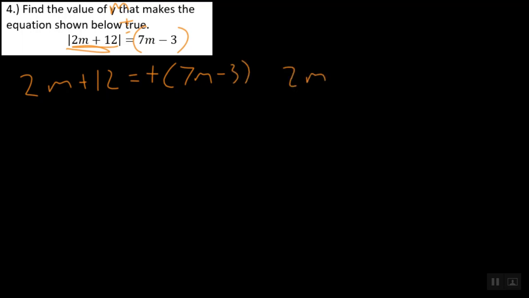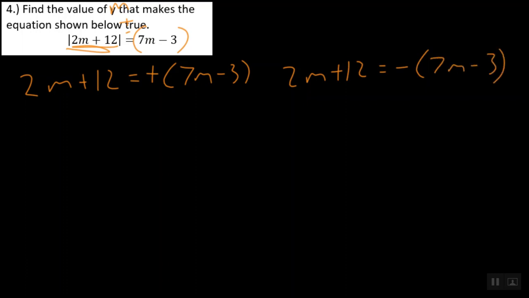Okay, for problem number 4, it says find the value of y, but you know what? I use the letter m here, so let's scribble out y and put the letter m. That makes the equation shown below true. Well, remember, anytime you have your absolute value bars, you always want to take what's on the right and set it equal to the positive or negative version. So this means that we can write 2m plus 12 is equal to a positive 7m minus 3, and 2m plus 12 is equal to a negative 7m minus 3.